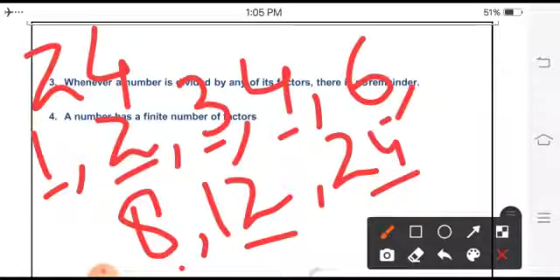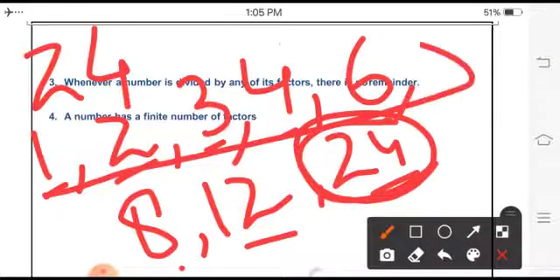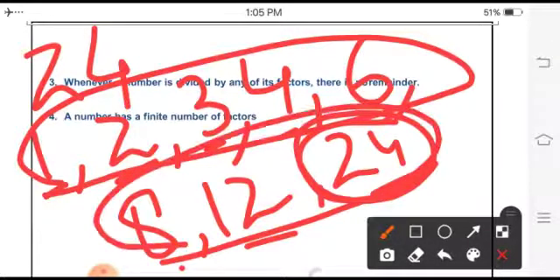Here also you can see that the largest factor is the number itself. There is no number beyond 24 which can divide 24 exactly. And if we divide the number 24 by any of these numbers, they will always divide it exactly. They won't leave any remainder on dividing 24. And here you can observe one more thing, that factors are finite, factors are limited, irrespective of multiples. Multiples were infinite, countless, endless, but factors are limited, they are finite.